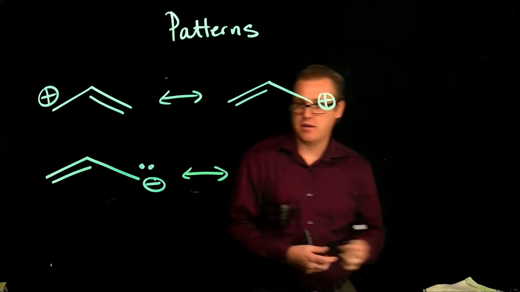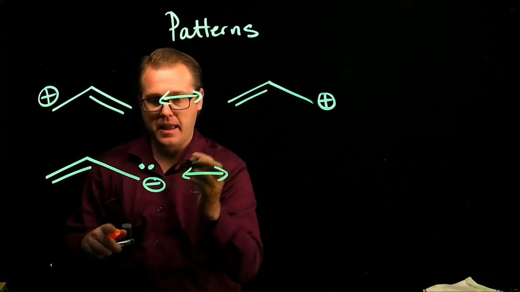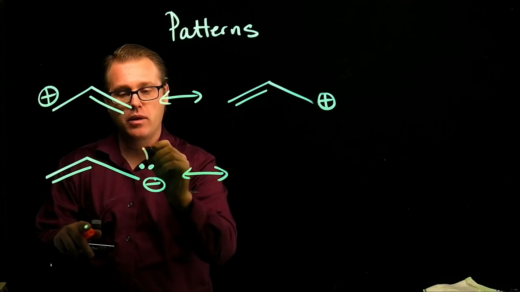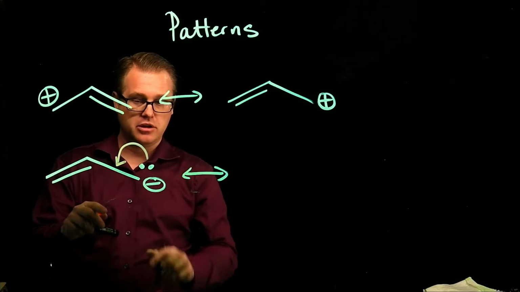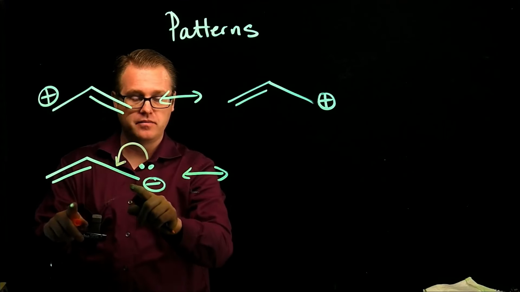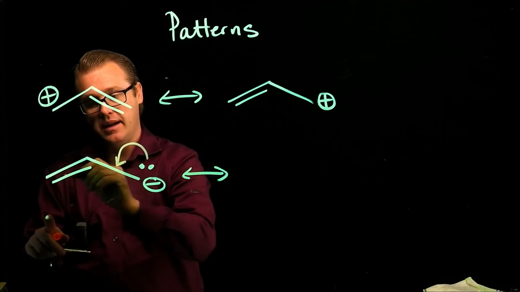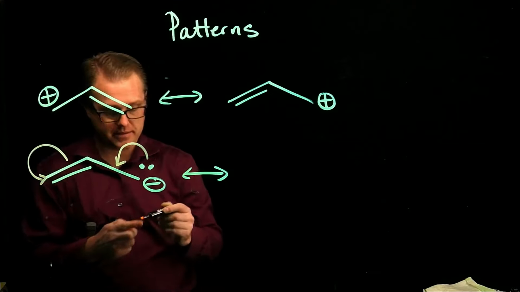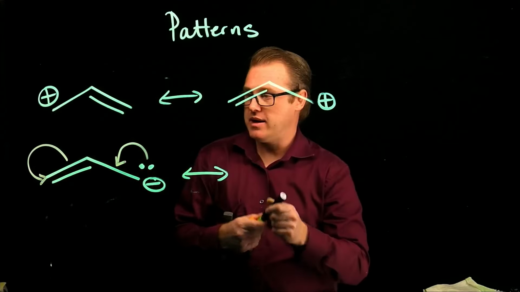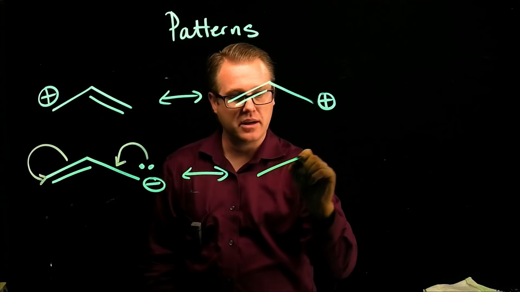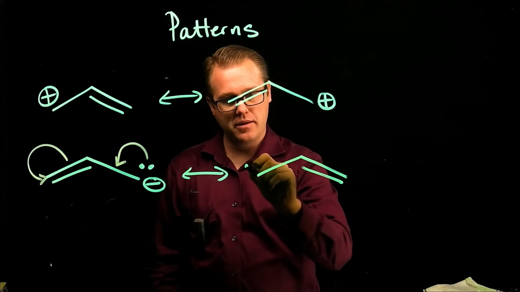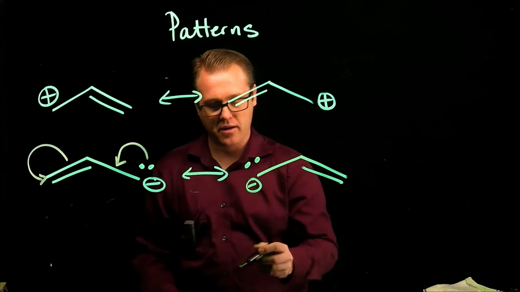Let's grab a different color here. So what can happen is that the lone pair right here can resonate down to form a double bond there. And then these electrons, these pi electrons here, have to go to the carbon. And so the resonance structure now is going to look like this. Boom, and then the lone pair there.